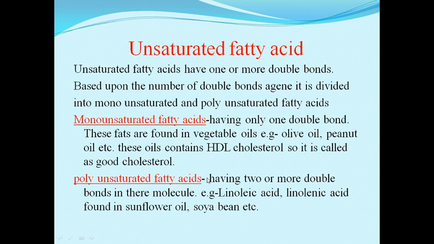Next, polyunsaturated fatty acid. Poly means more than one. Two or more double bonds will be there, that is called a polyunsaturated fatty acid. Examples: linoleic acid, linolenic acid. These are found in sunflower oil or soybean oil, etc.